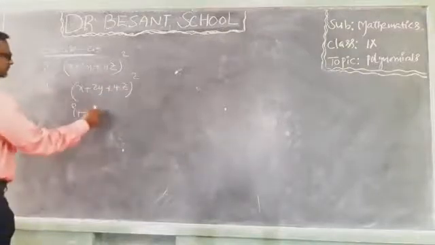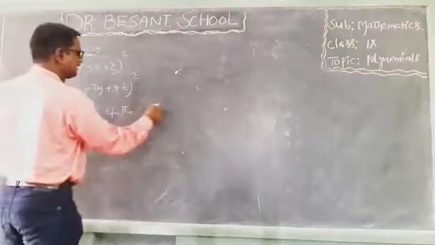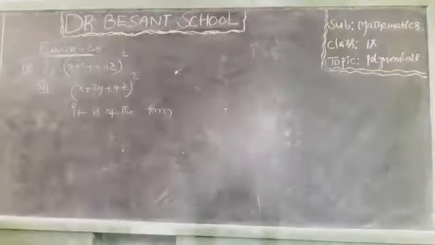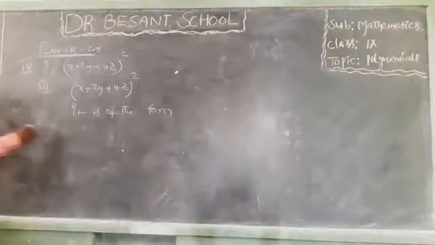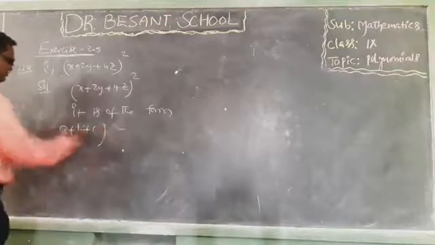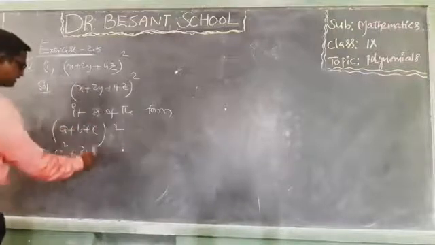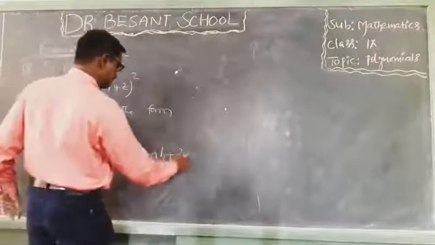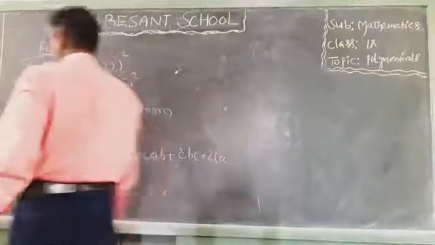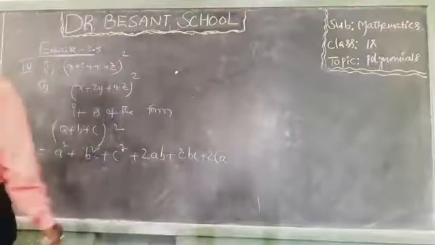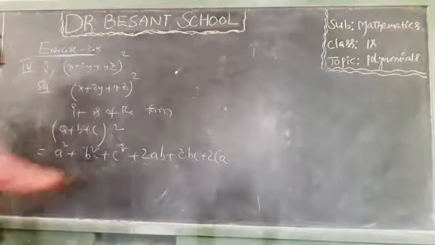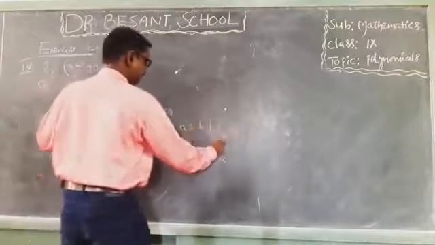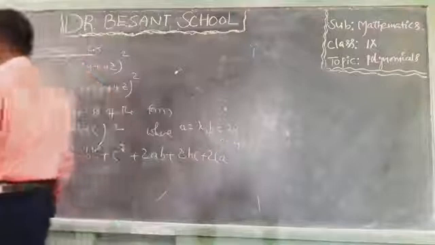It is of the form (a + b + c) whole square, which is a² + b² + c² + 2ab + 2bc + 2ca. That is the formula for (a + b + c) whole square, children. Observe, where a value is x, b value is 2y, c value is 4z. Verify, children.